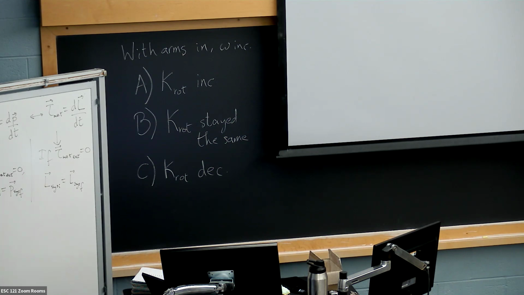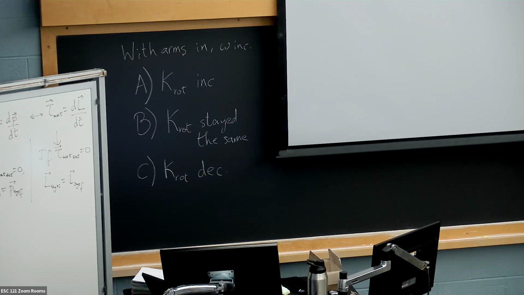K rotational, what's the formula? 1/2 I omega squared. Both I and omega are changing. So it's not as simple as saying omega increased, therefore K rotational increased, because I actually decreased. But one can argue that it's omega squared versus just one power of I.